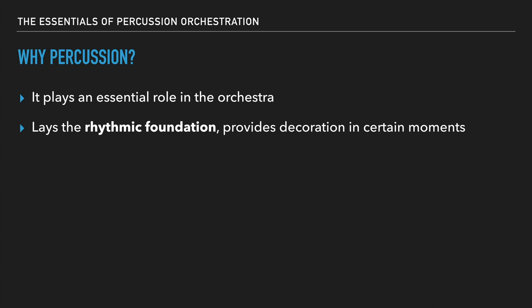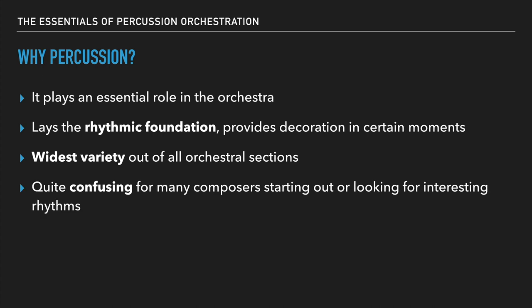It essentially lays the rhythmic foundation, as we just mentioned, but it can also provide decoration in certain moments. And this is one of my favorite uses of percussion, is literally to decorate or enhance an existing moment in my mockup. So it just adds that spark and it makes it really, really special. It also has the widest variety out of all the orchestral sections. So, you know, strings, there's five different instruments. The woodwinds have four or five. The brass also have around four or five. But for percussion, you have up to like 20 or more instruments that you can choose from. And there's so many colors there to have fun with.